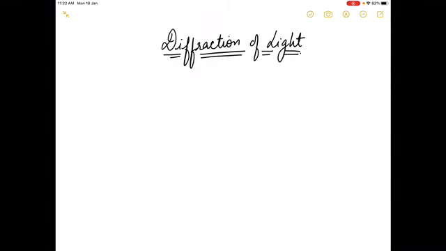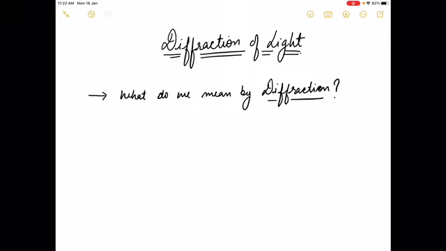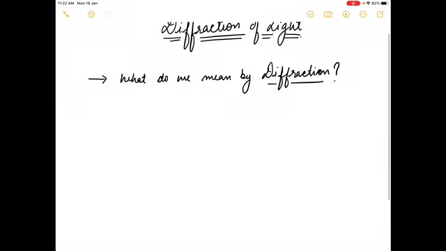Now the first thing that comes to our mind when we read this topic is: what do we mean by diffraction? What actually is this diffraction? I have heard this a lot, in our schools we have heard it. So basically, what is this diffraction of light? In the previous video we studied Young's double slit experiment.